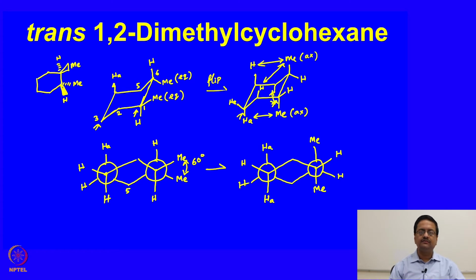So then one has to compare the energy values associated with the N-butane gauche interaction and the corresponding 1,3 diaxial strains and decide which conformation is more stable than the other. This I would like to leave to you to find out, among these two, which is going to be the more stable conformation.